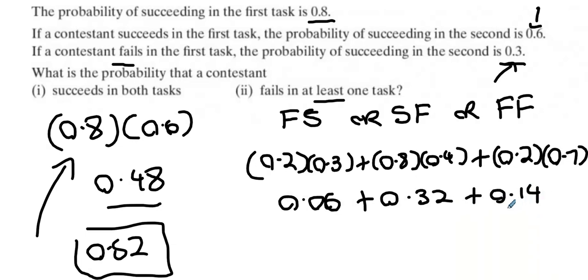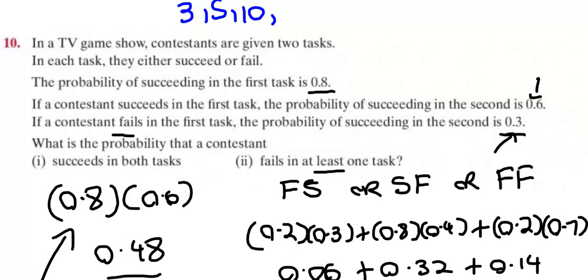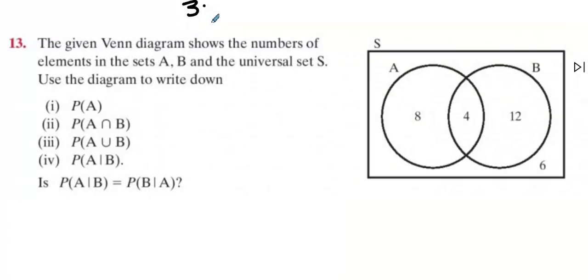Same answer, right? One way is a lot quicker, wasn't it? 1 take away means only failing is left over. Okay. All right, guys. Now we've done 3, 5, 10. Finally, where I want to get to. Ready for this? Okay.